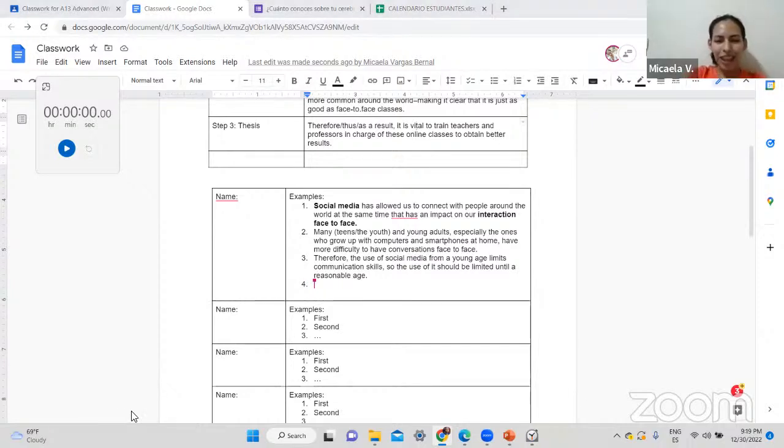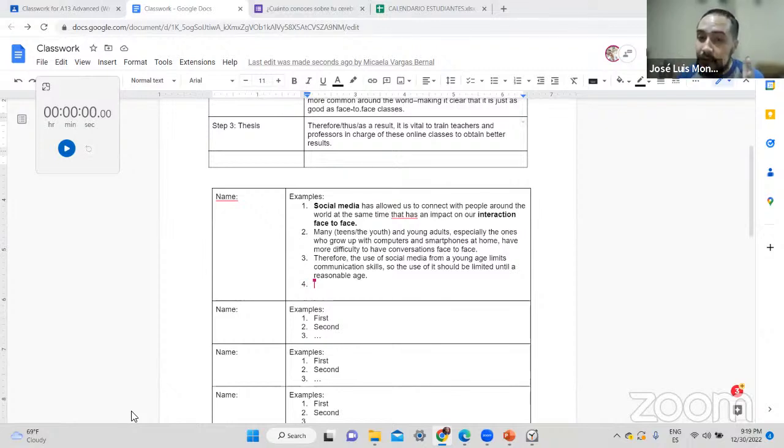Okay, I'm not sure. Therefore, the use of social media from a young age limits communication skills. So the use of it should be limited until a reasonable age. Okay, good. Yes, I think it's great. It is a thesis statement because it's a belief. When I say belief, it doesn't mean it's not scientifically proved, but it's a belief that you're showing in the thesis that is going to be supported by evidence that you're going to look for on the net or any source that you have. Of course, here you only need the net, but that's the idea.